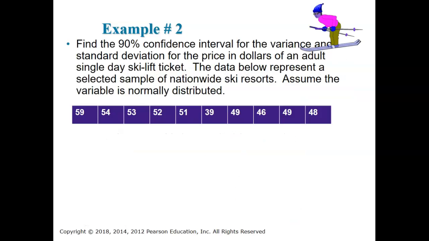Okay, here's an example where we start with a data set. So I'd like to give you a minute to try this one, and then we will see what you should have done with it. When we look at this problem, we're asked to find the 90% confidence interval for both the variance and also the standard deviation. So we're going to find two in this one. Assume it's normally distributed for our population, and then here we have this data set.